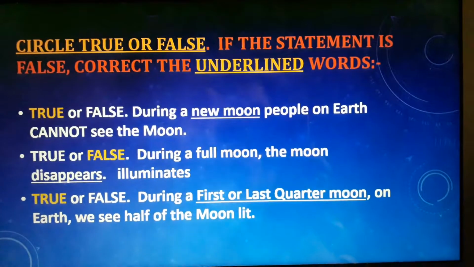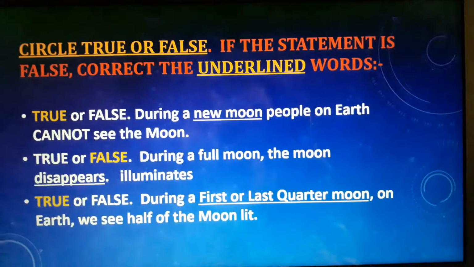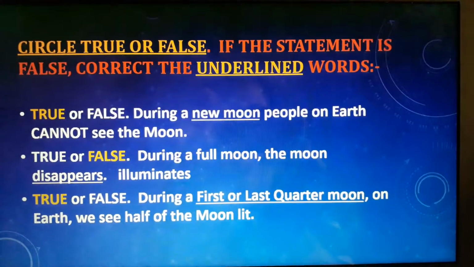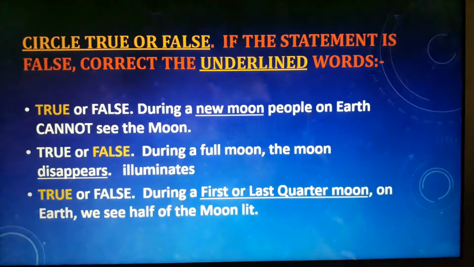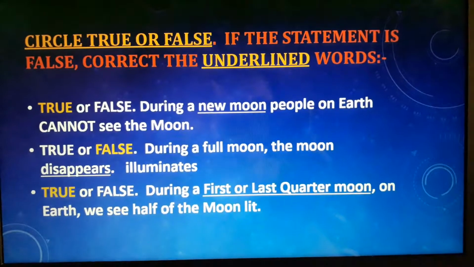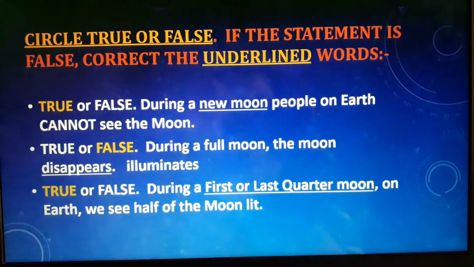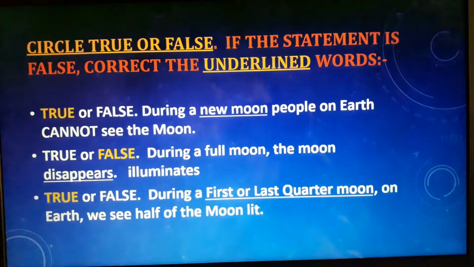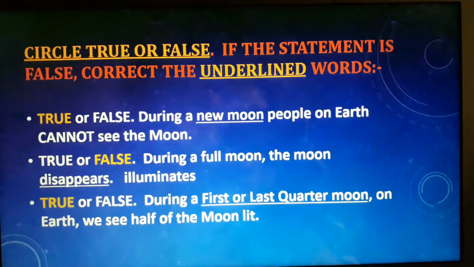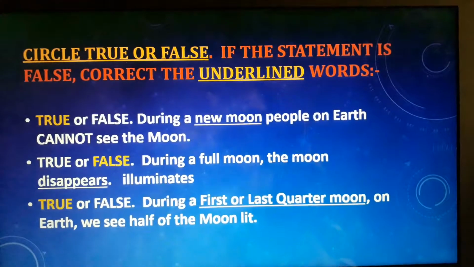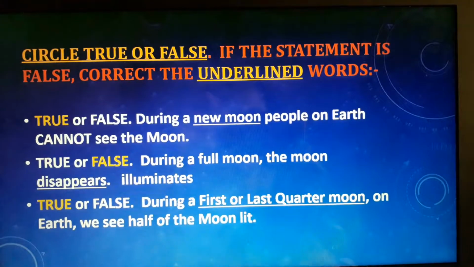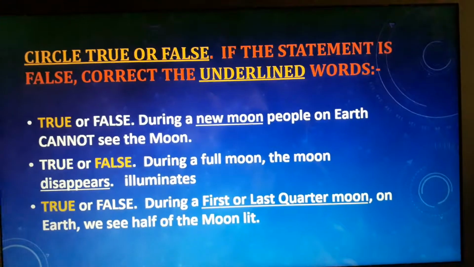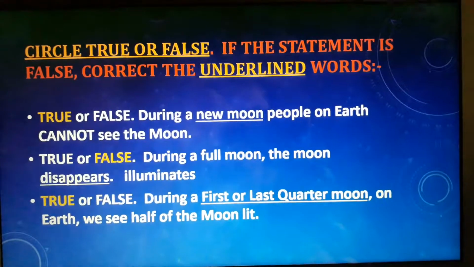Circle true or false. If the statement is false, correct the underlined words. During a new moon, people on earth cannot see the moon. The answer is true. During a full moon, the moon disappears. Answer is false. It does not disappear, it illuminates. During a first or last quarter moon on earth, we see half of the moon lit. The answer is true.